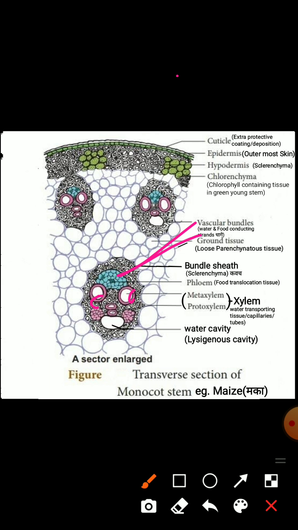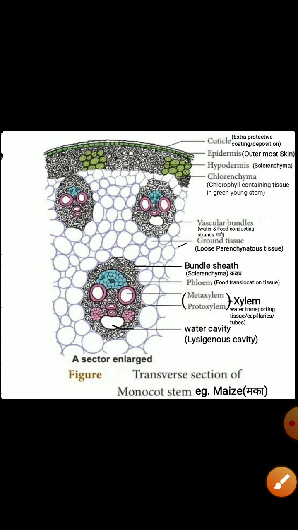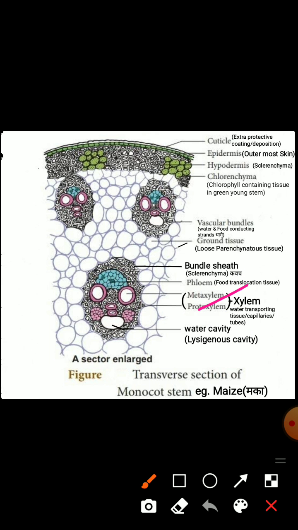Now, in addition to the xylem and phloem, if you observe the vascular bundles, this shows a cavity over here. This is called the water cavity, or it is also called the lysigenous cavity. Lysis means a breakdown. So what is broken over here? The smaller elements of the xylem, we call them protoxylem. These are the protoxylem elements over here.